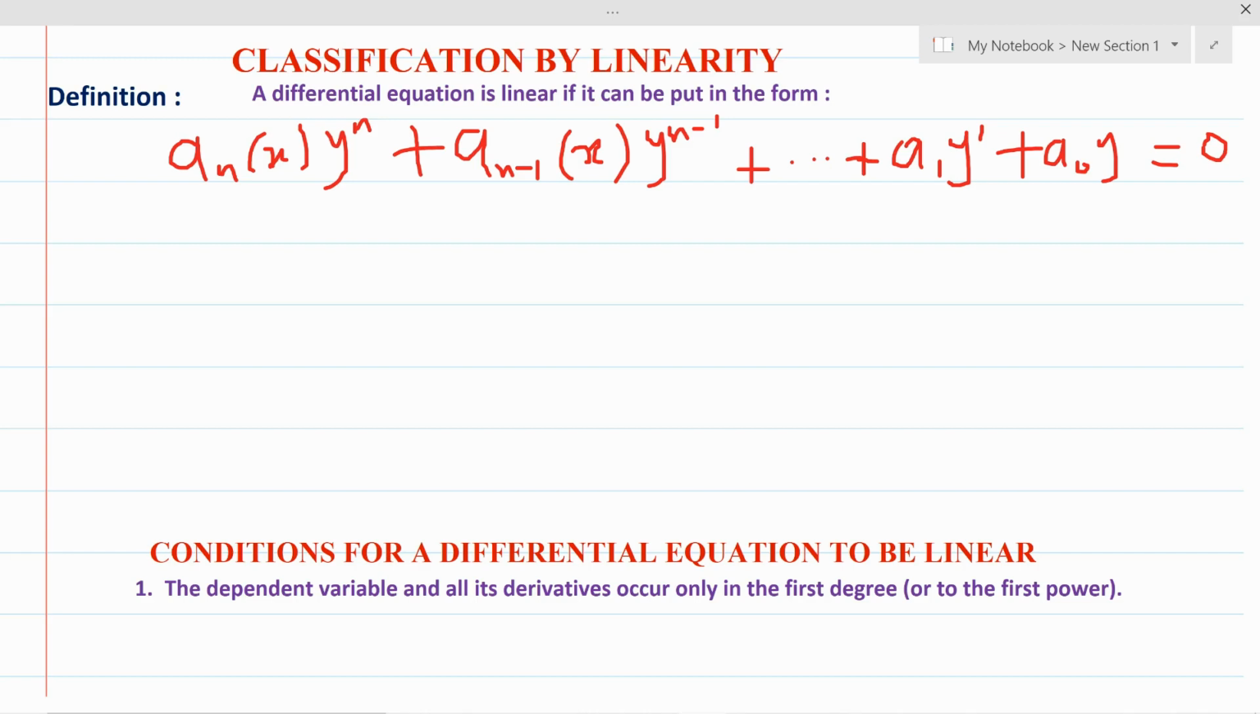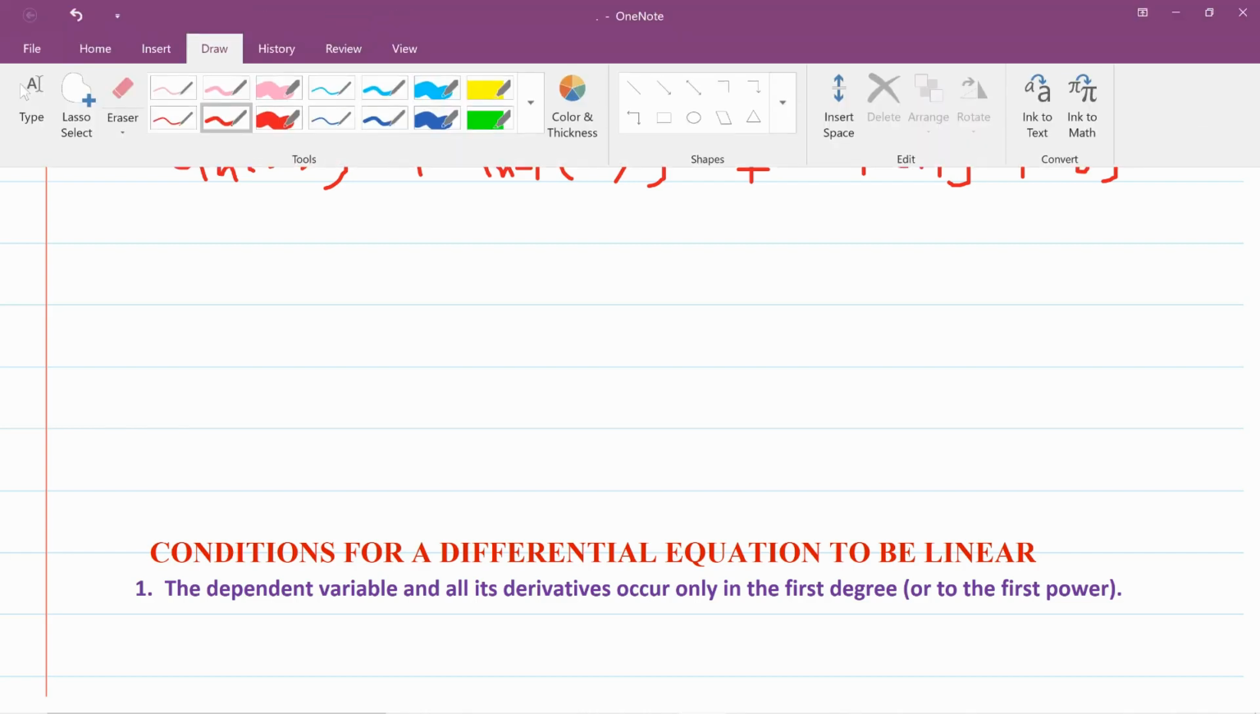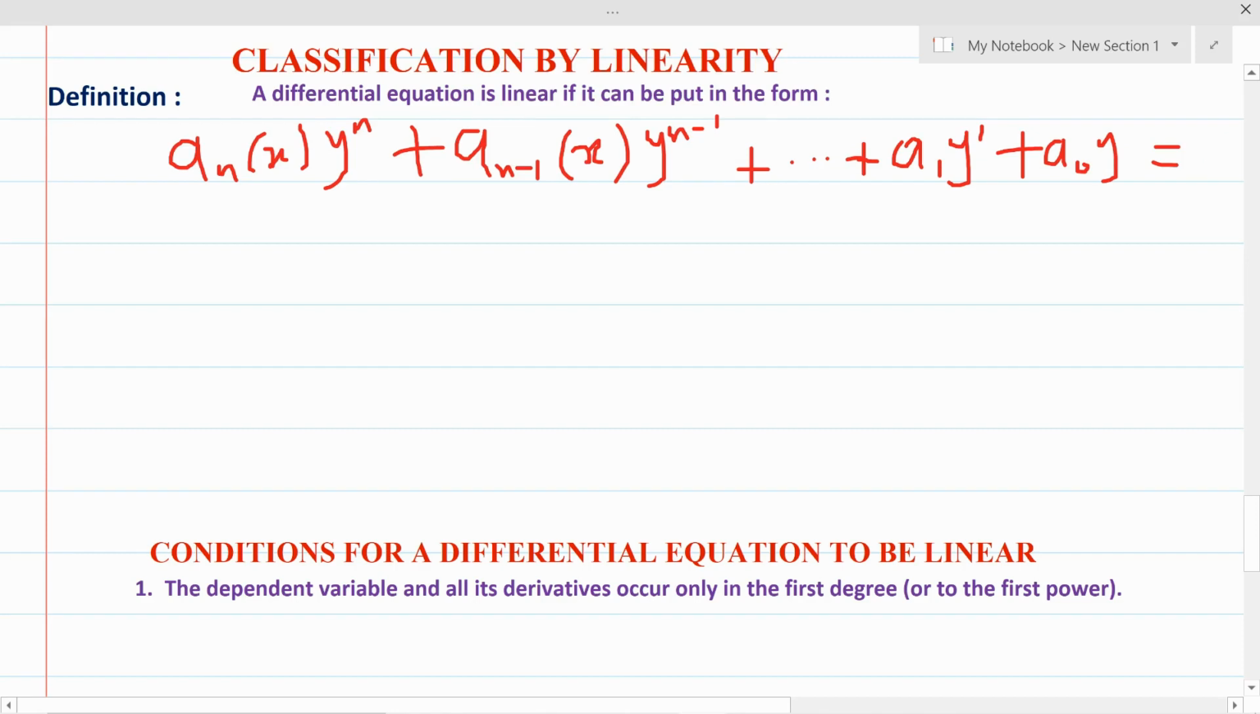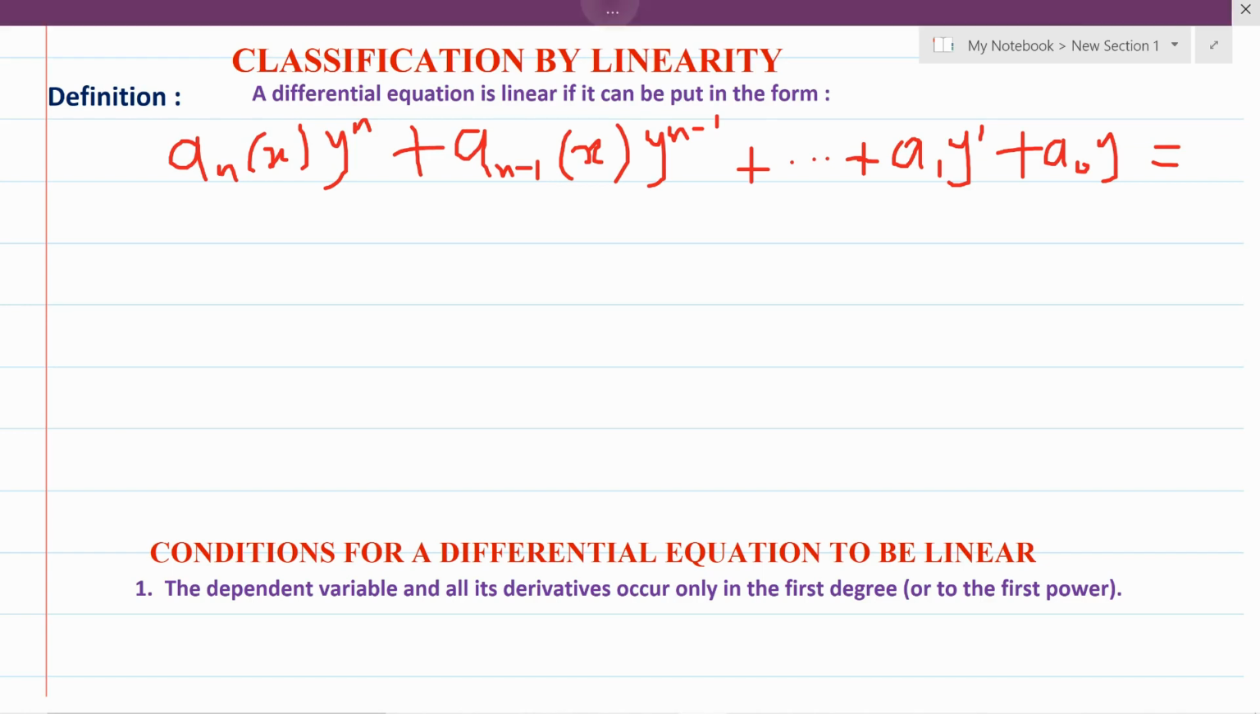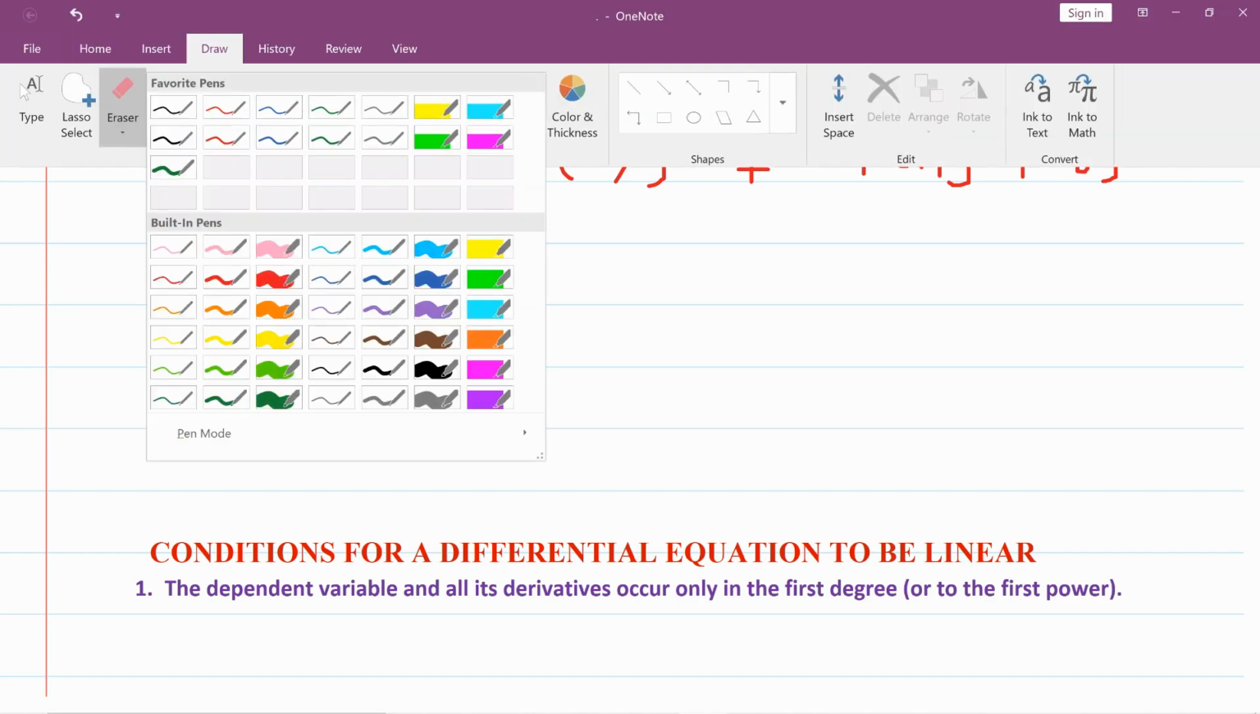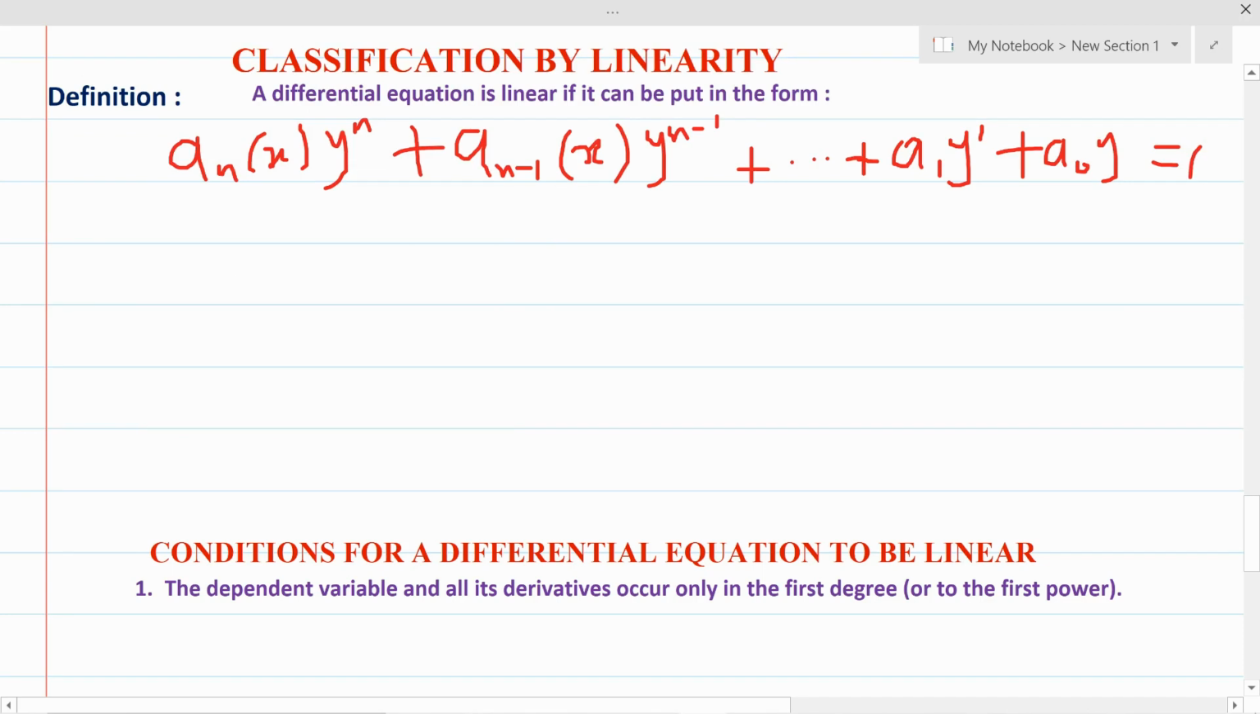Let me put it there. Let's say this is actually equal to f of x. If you have something like this, then this is what we call a linear differential equation.